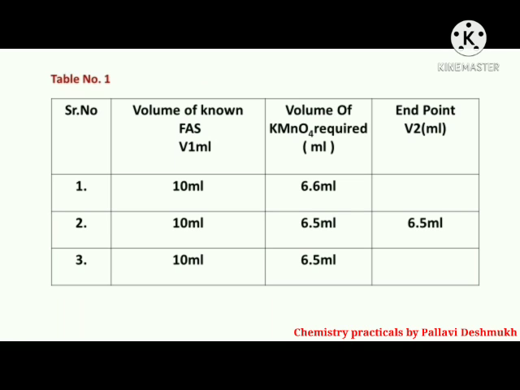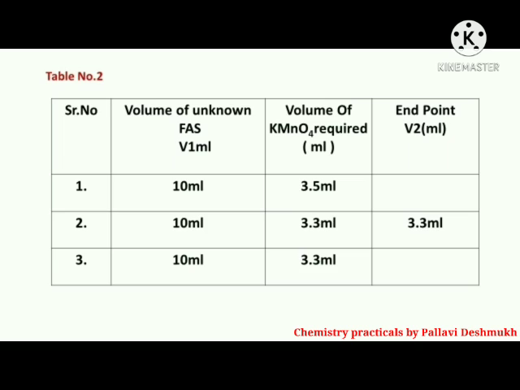This table is for the titration between standard ferrous ammonium sulfate solution and the KMnO4. From this table, it is seen that 6.5 ml of the KMnO4 is required for the titration of 10 ml of ferrous ammonium sulfate solution. This table is for the titration between the unknown ferrous ammonium sulfate solution and the KMnO4. And it is seen that 3.3 ml of the KMnO4 is required for the titration of 10 ml of unknown FAS solution.